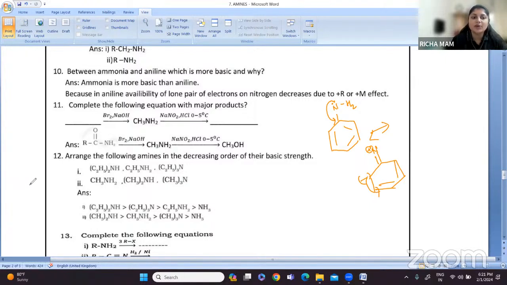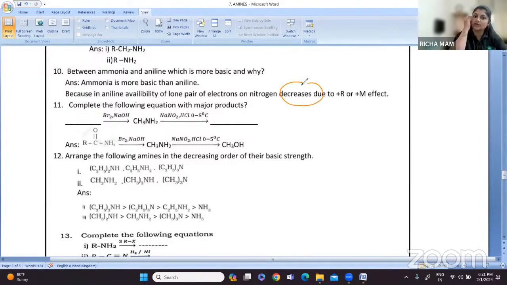Remember that because of the lone pair present on the aniline nitrogen, the availability of the lone pair of electrons on nitrogen decreases, because the lone pair will be involved in the formation of resonance structures. The lone pair will be moving into the benzene ring, so the electron density will be more in the ring. So it is due to the +R or +M effect.